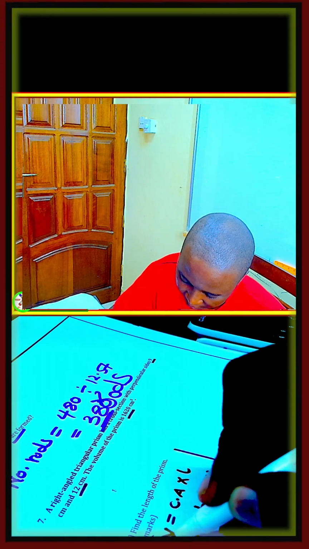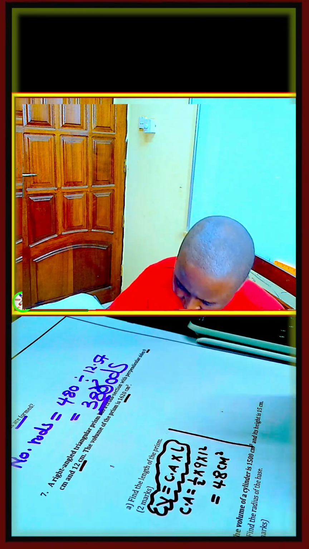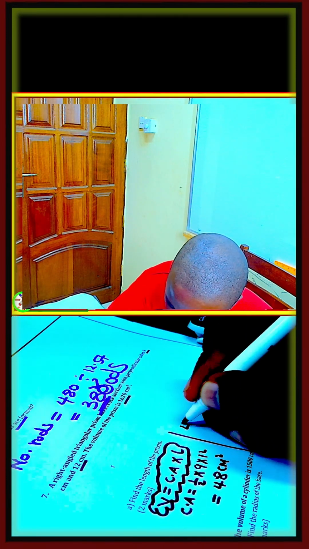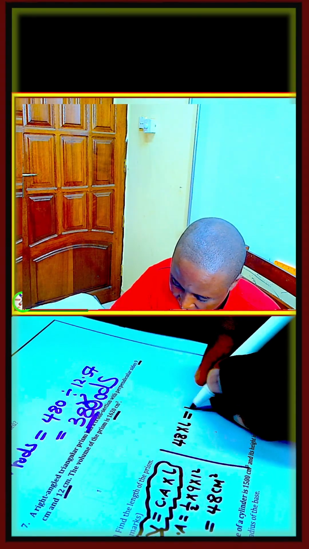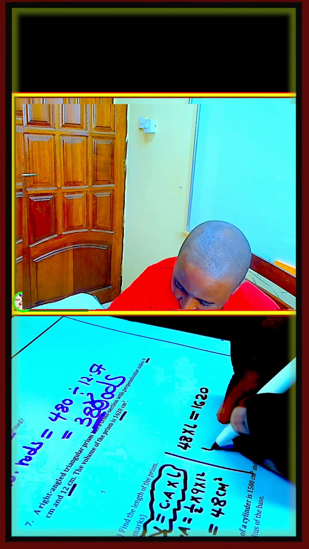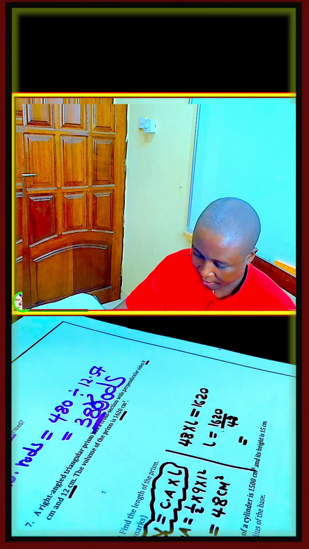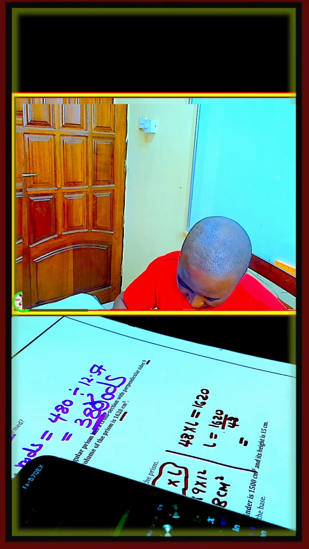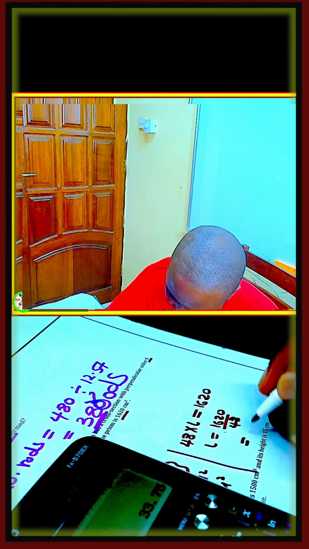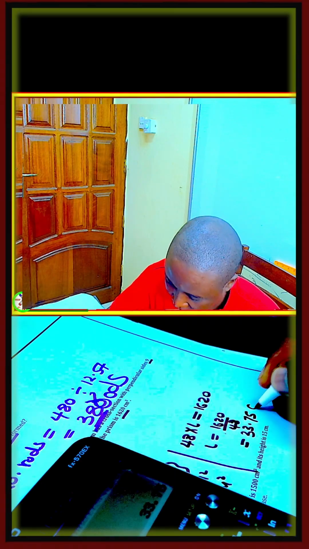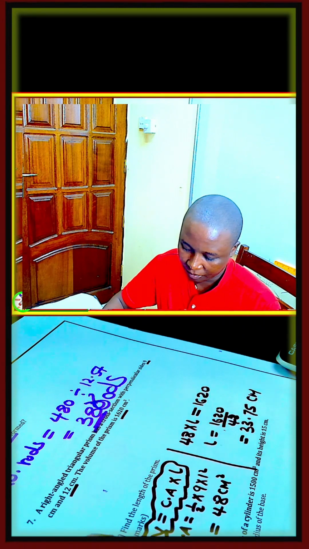But we have said that volume is given by this formula, so we shall say 48 times the length, which we don't know, should give us the volume which is provided, which is 1620. Then length will be 1620 divided by 48, which will translate to 33.75 centimeters. That's the length of this particular prism.